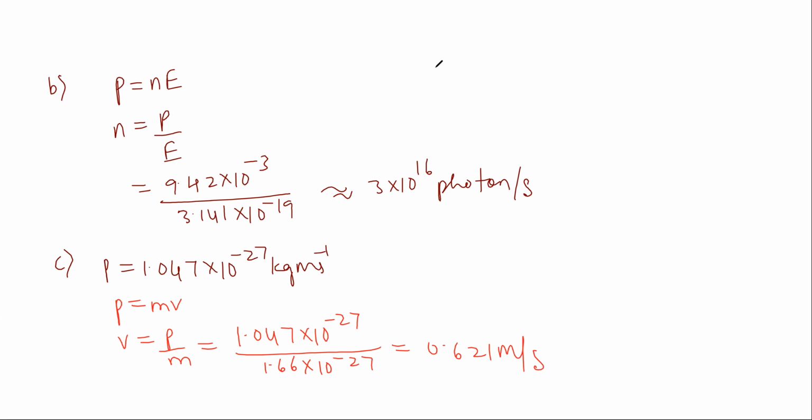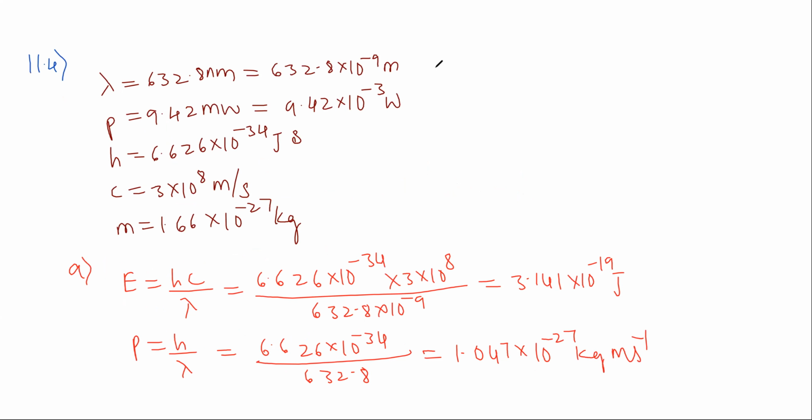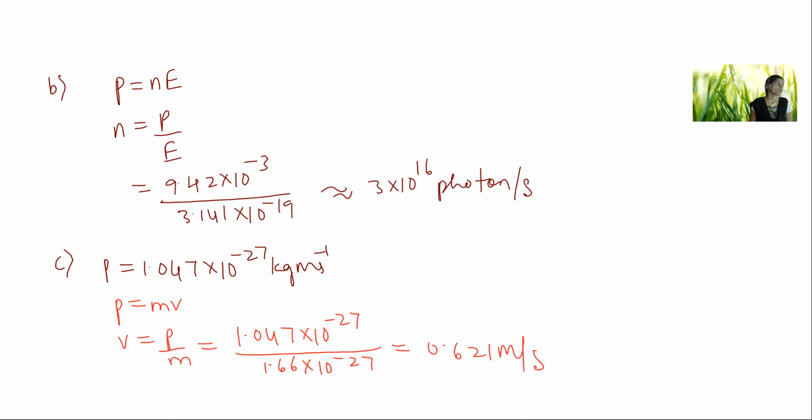So look, they have asked 3 parts: A, B, C. It is very easy, but you have to understand what they are. Wavelength lambda is given, P value is given, Planck's constant is given, velocity of light and mass are given. So A is calculated by using the formula E is equal to hc by lambda. Next, in B, P is equal to n into E, we calculated. The third one, momentum is calculated by using the formula P is equal to m into V. Modifying it to V is equal to P by m and calculating, we got C1 answer as 0.621 meter per second.